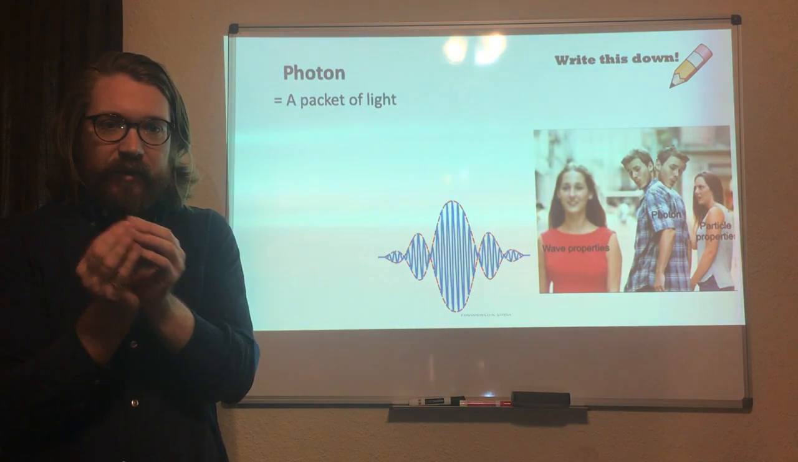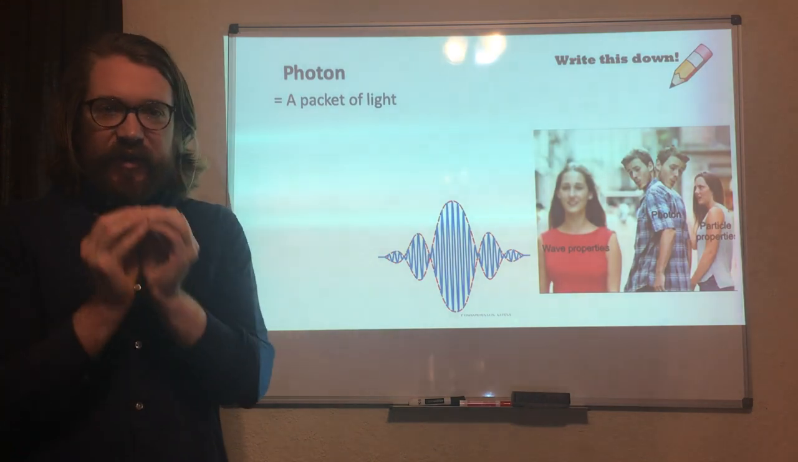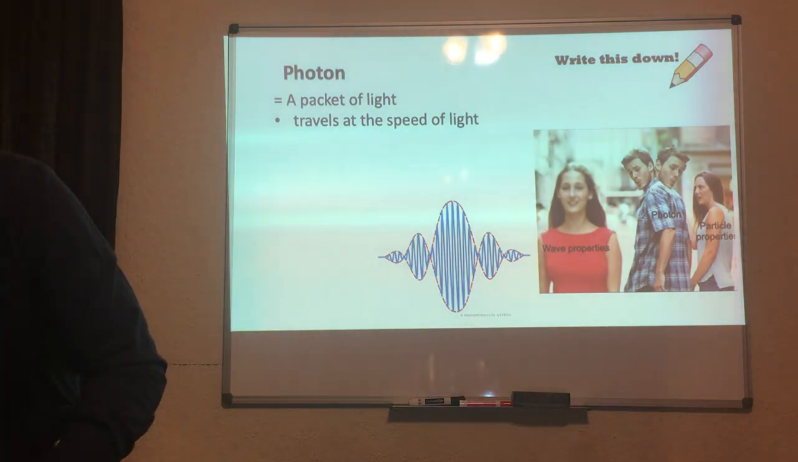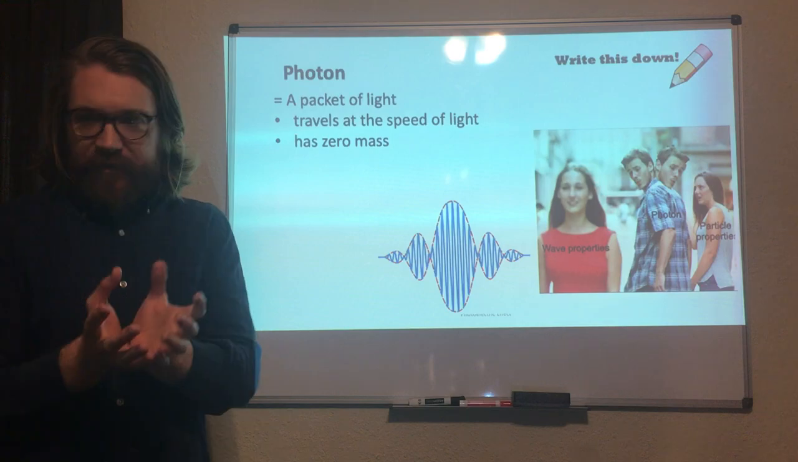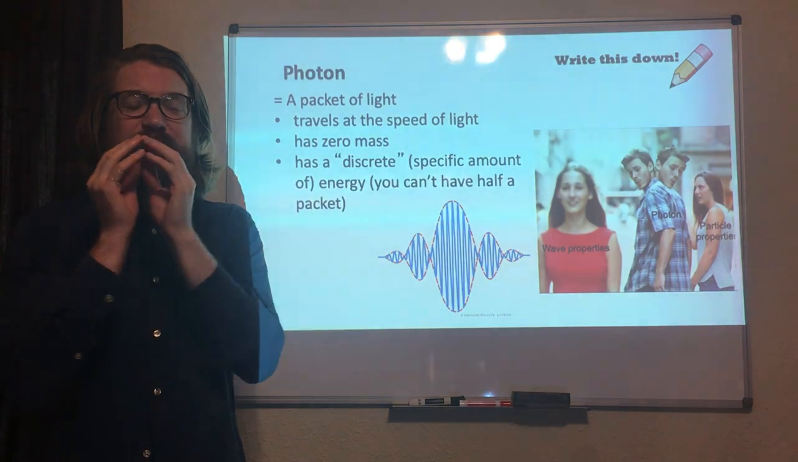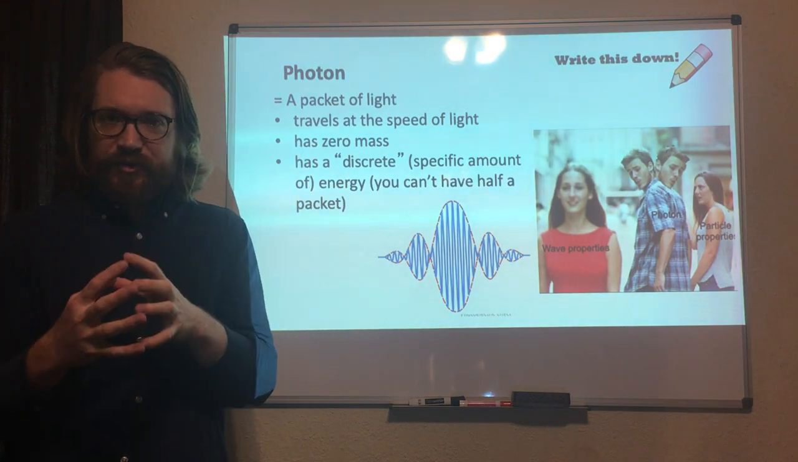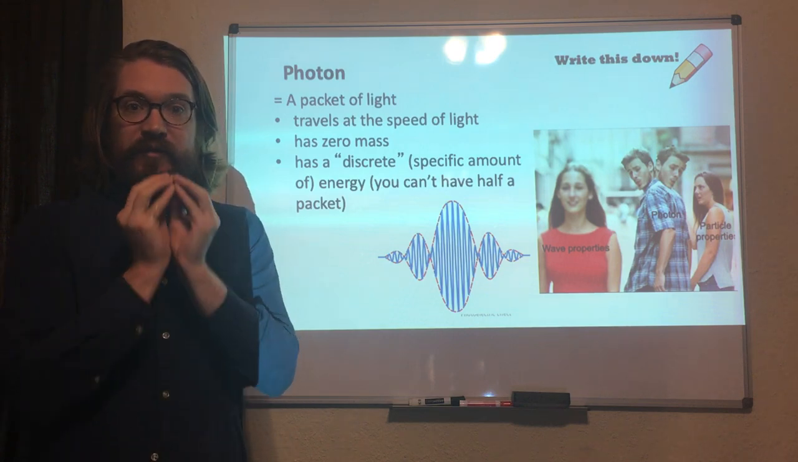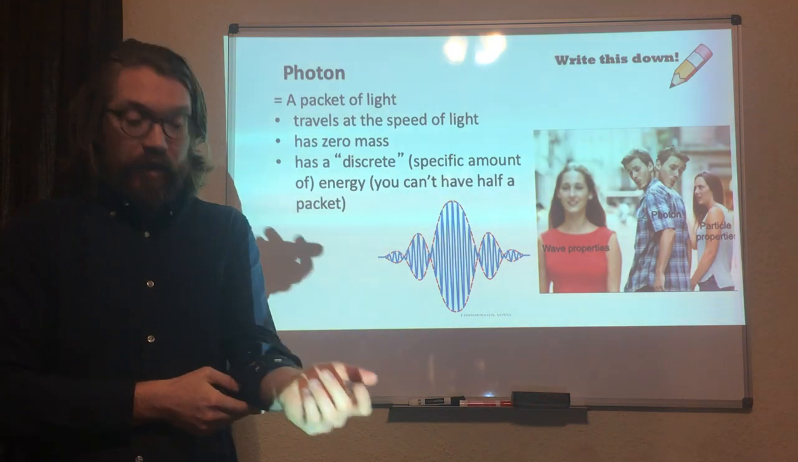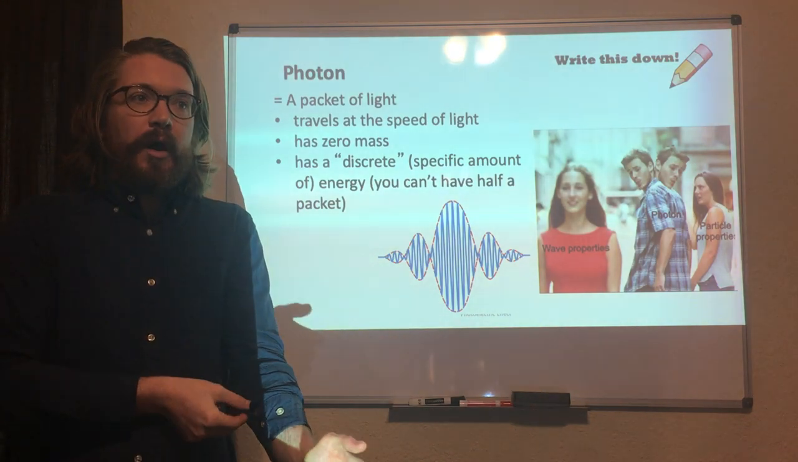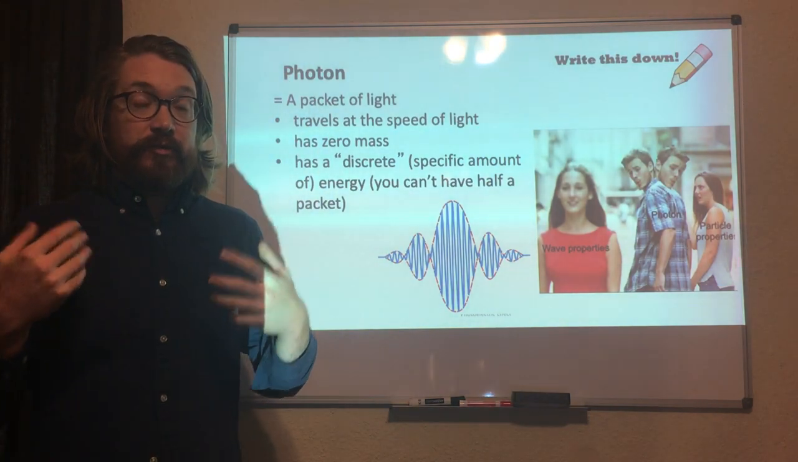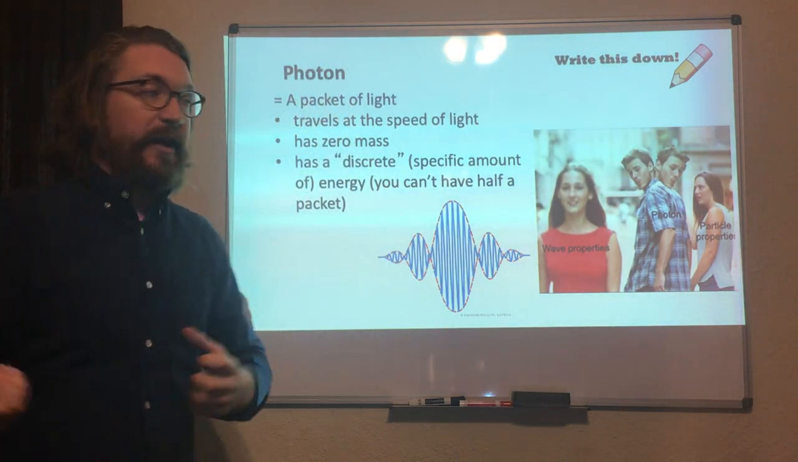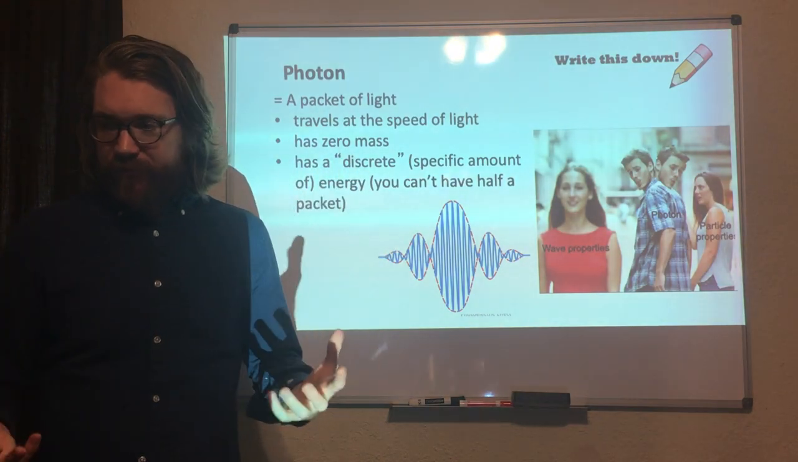A photon is a packet of light that has a specific amount of energy. Photons travel at the speed of light, duh, they're made of light. They have zero mass, so they're not made of anything. But they have a specific, or what we call discrete, amount of energy, meaning that we can measure a photon. A photon is equal to the amount of energy that it contains. And it's important to note here that all light is made of photons. Visible light is made of photons, but so is ultraviolet light, infrared light, radio waves, microwaves, x-rays, and gamma rays. All of them are made of photons because they're all electromagnetic waves.